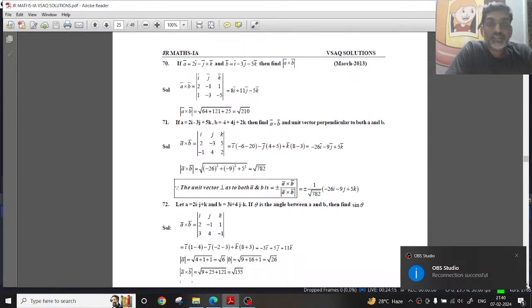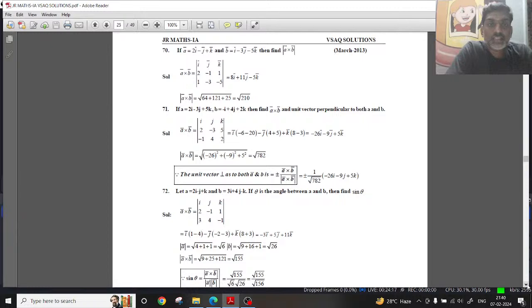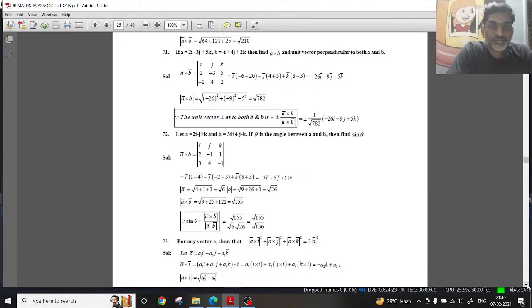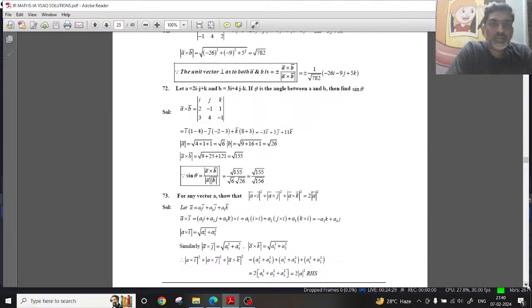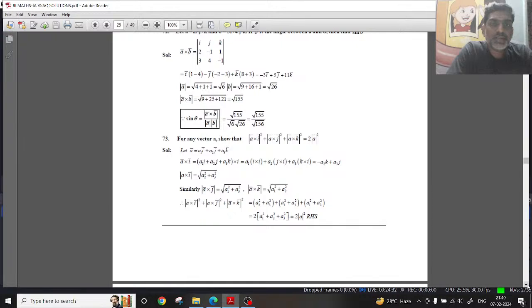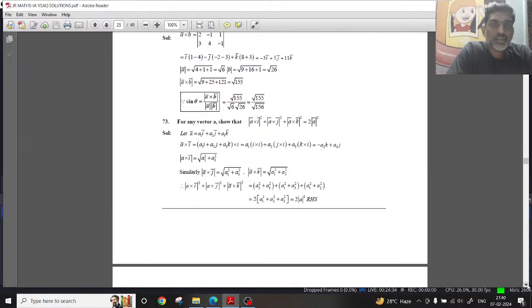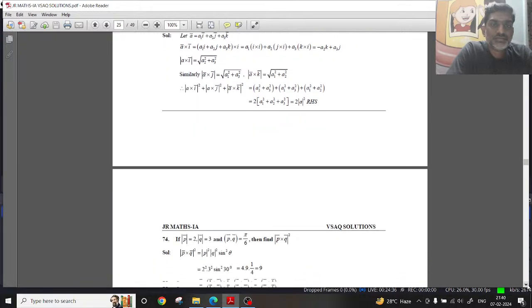Okay, next is 71. A is given, B is given, asking A bar cross B bar and unit vector perpendicular to both. Same like 69. Important model. Next, theta is the angle between A and B, then find out sin theta. Sin theta formula apply directly: A bar cross B bar divided by magnitude of A into magnitude of B. And this is a direct question.